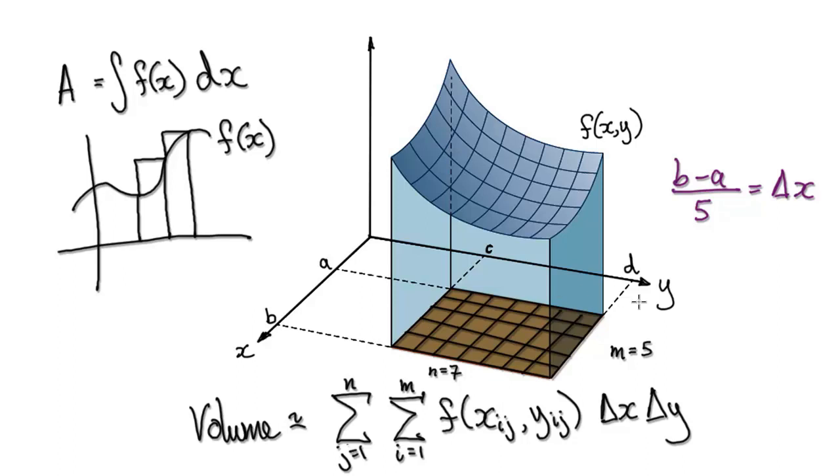We would get d minus c. We would get this length here, d minus c, cut up into, in our case, 7 pieces.